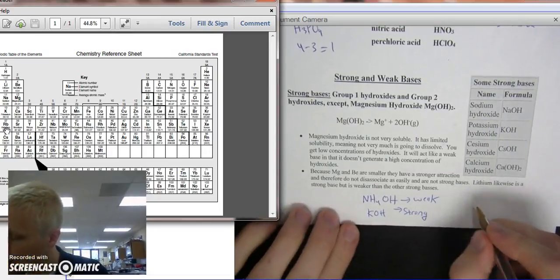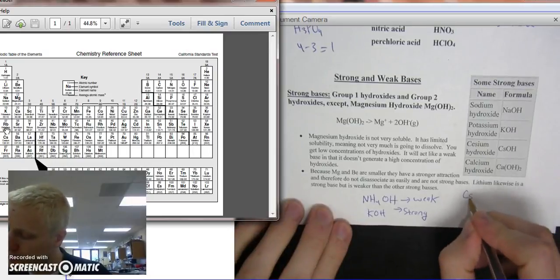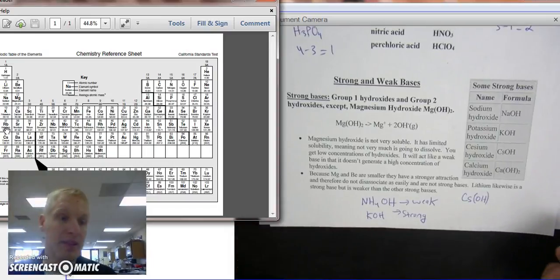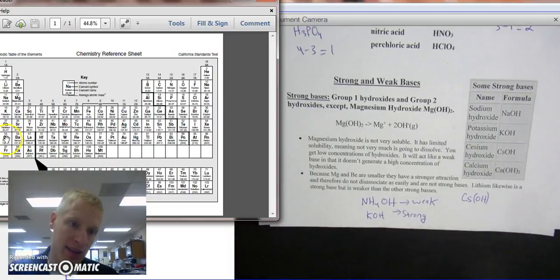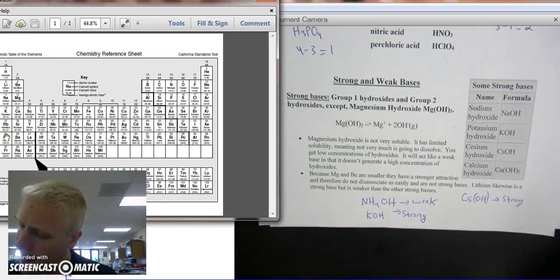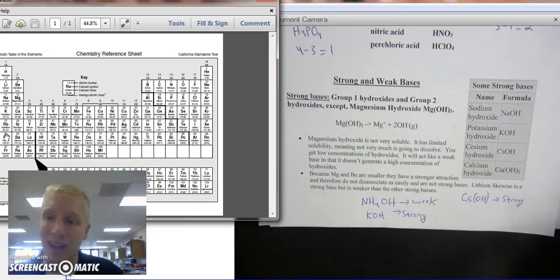One more example. Why don't we do cesium hydroxide? Cesium's right here. It's in column 1. Therefore, it's strong. And that's pretty much how you determine whether it's a strong acid or base in a nutshell.